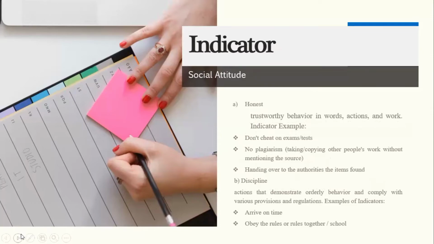And next is the indicator of social attitude. There are many social attitudes, but here we just talk about honest and discipline. Honest is trustworthy behavior in word, action, and work. For examples of the indicator, don't cheat on an exam or test, no plagiarism, and handing over to the authorities the items found. And discipline is action that demonstrates orderly behavior and complies with various provisions and regulations. For examples of indicators, they arrive on time and obey the rules together at school.